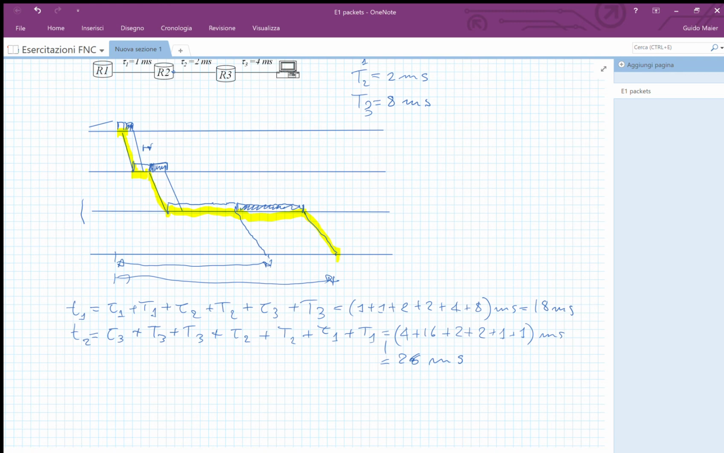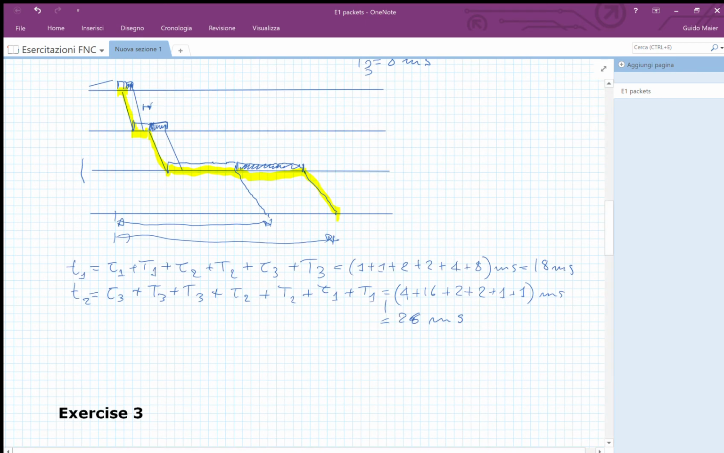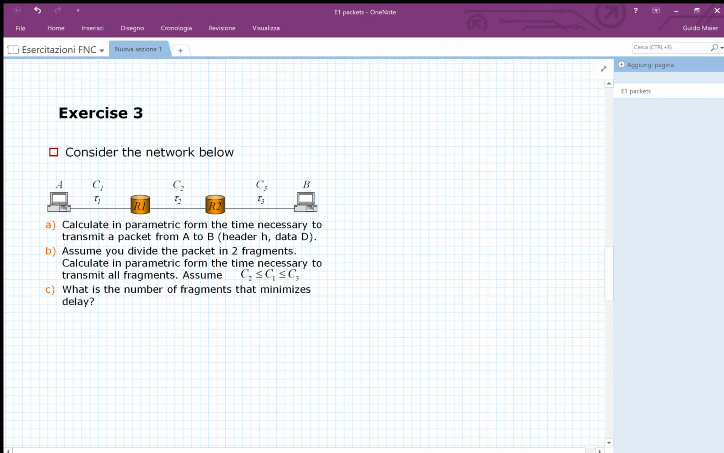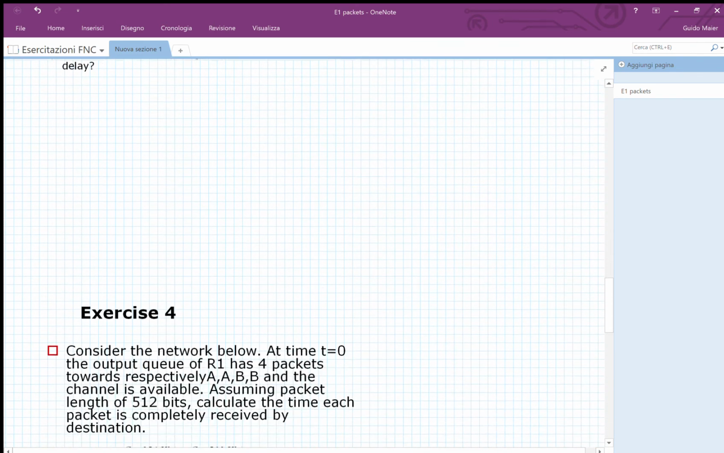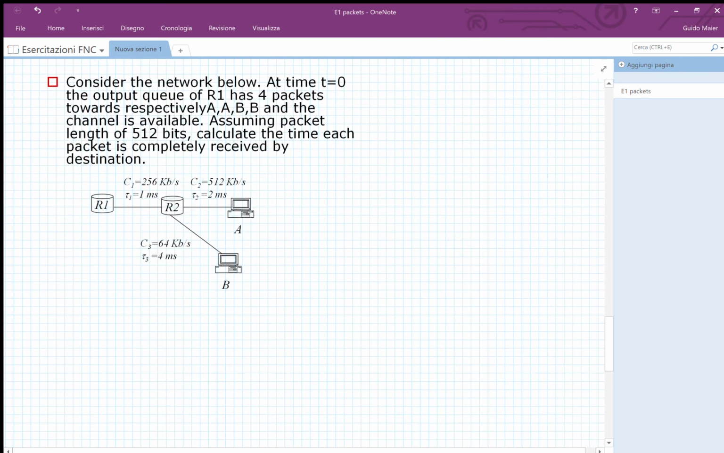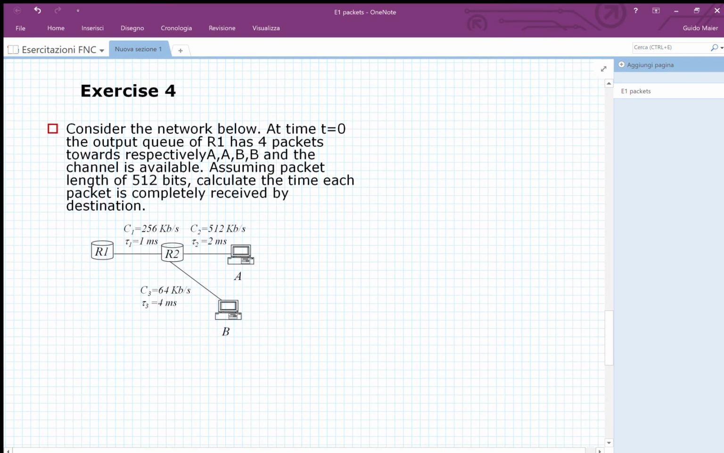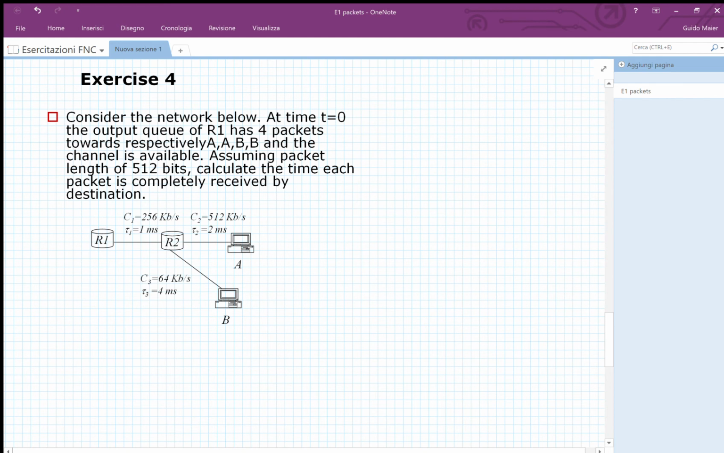Questions? So let me move to another exercise. Okay, leave exercise 3, it's too long. You can go to exercise number 4.